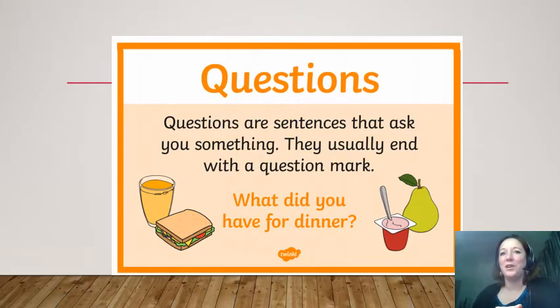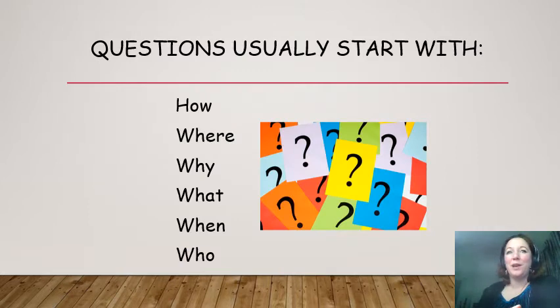So questions are sentences that ask you something, they need an answer, and they usually end with a question mark. For example, what did you have for dinner? Questions usually start with these words: how, where, why, what, when, and who. And we practiced most of those this week.